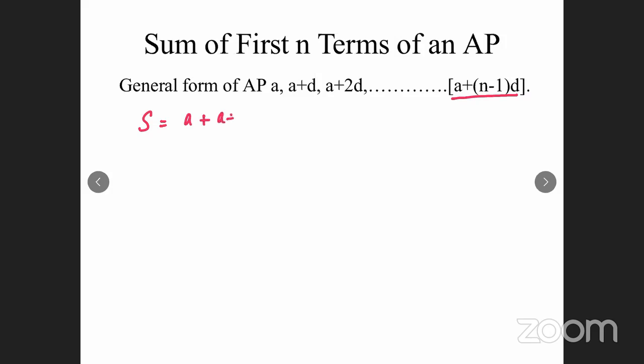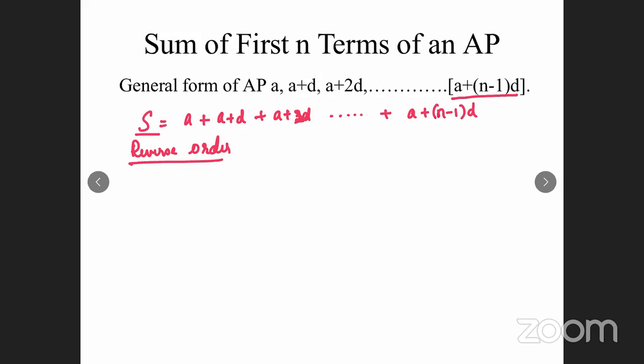To that, the second term a plus d, third term that is a plus 3d, and so on up to a plus n minus 1 times d. Correct? Suppose I rewrite this whole equation in the reverse order, that is, S is equal to a plus (n minus 1) times d, and so on.